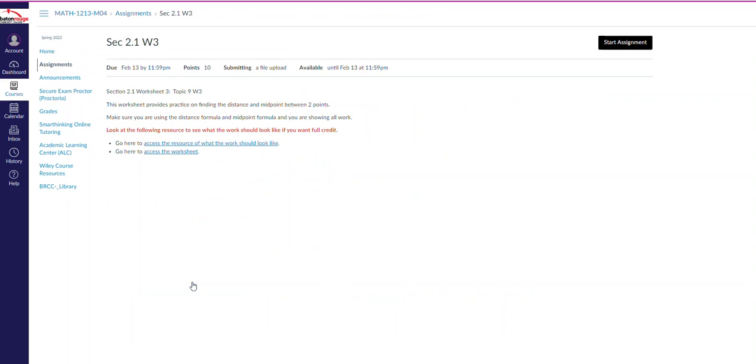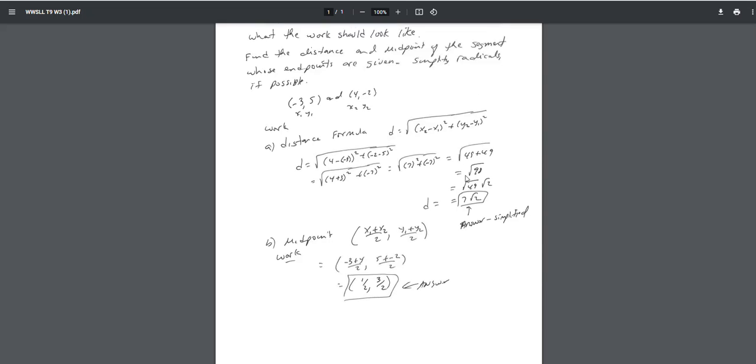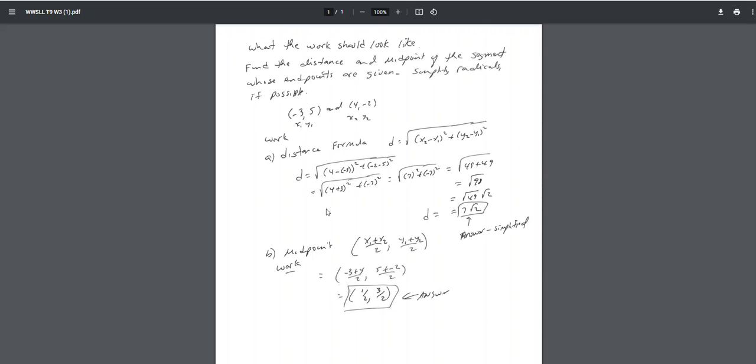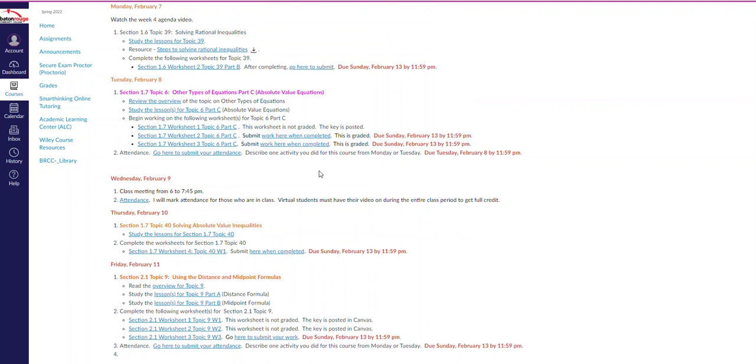Now, if you go to the third one, notice there's a resource for what the work should look like. So if you click on that resource, it's opening. All right, so this is what the work should look like. So if you want all the points, make sure you're doing the work as you see. Now you are going to have to simplify radicals whenever possible, so make sure you simplify radicals. And so there's just one page there. So you're going to do the distance formula like this, and then you can use the midpoint formula and substitute. Okay? All right, so that's what you're going to study this week.